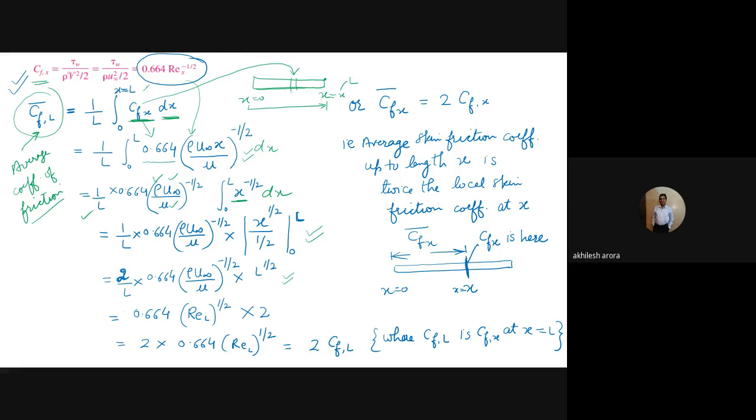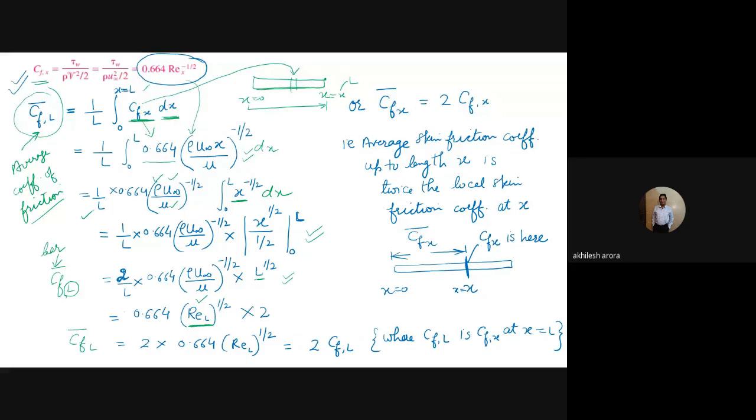Finally, what you will find is CFL, where the bar means that I am calculating the average value of the friction coefficient, and L shows it is for the whole length of the plate. Naturally, L comes in here, so the Reynolds number now is for the whole length of the plate.